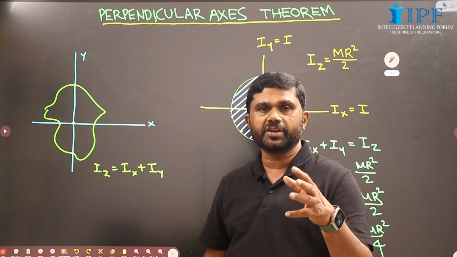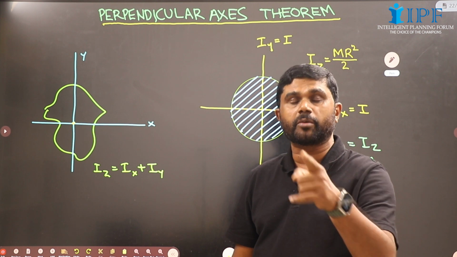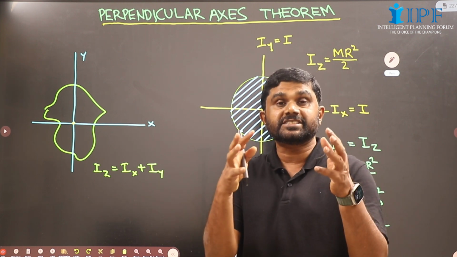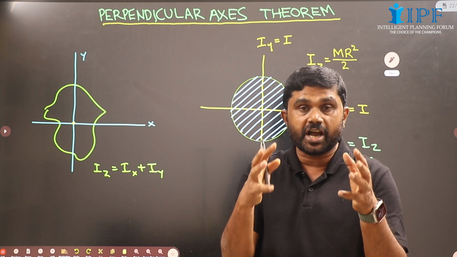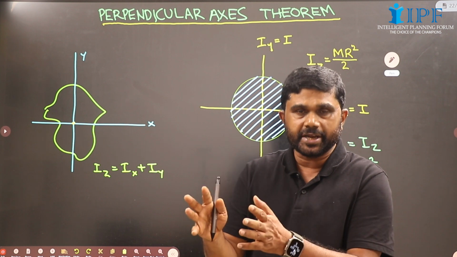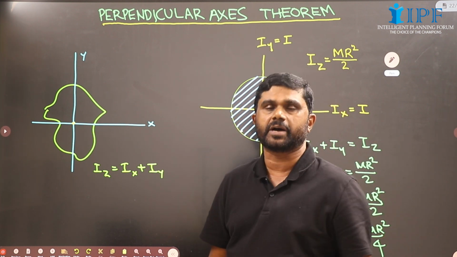So the moment of inertia of a plane body about any axis normal to its plane is the sum of its moments of inertia about two perpendicular axes in its own plane intersecting at the point through which the normal axis passes.